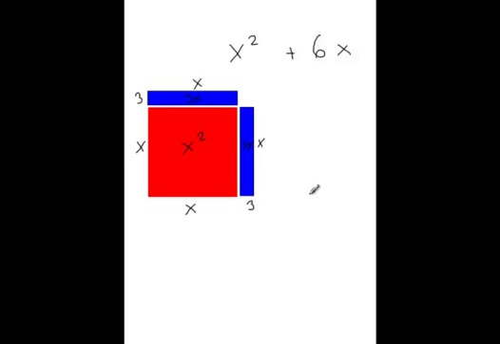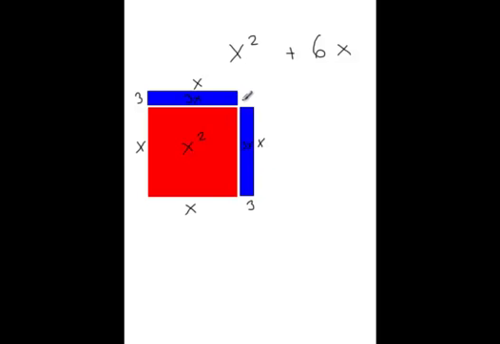Now you can see I've separated my blue rectangle, which represented 6x, divided it in 2, and moved one of those rectangles to the top of my x squared square. So I still have 3 times x as the area for this rectangle and for this, and added together they give me my original 6x. And then I still have x times x, which is x squared. So my expression's the same, I've just reconfigured it.